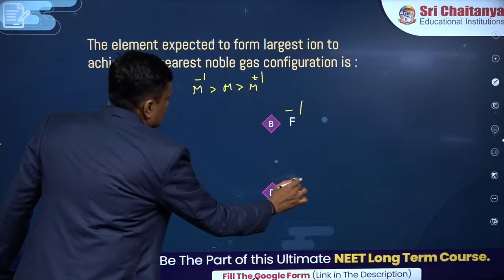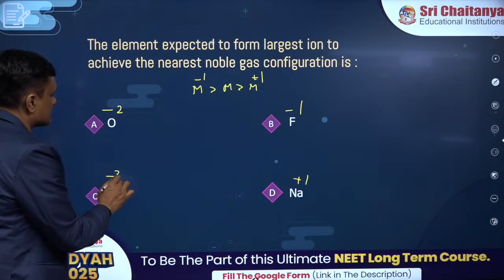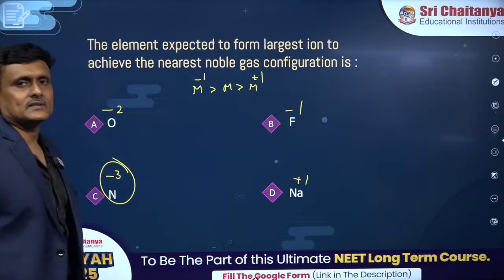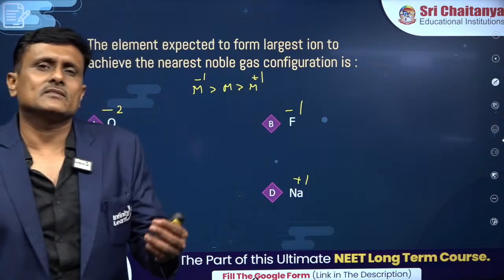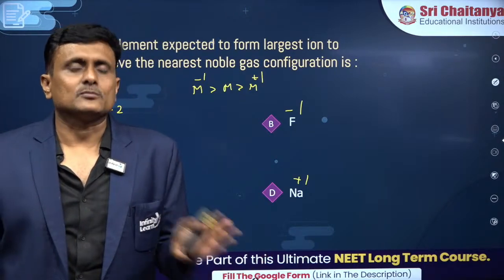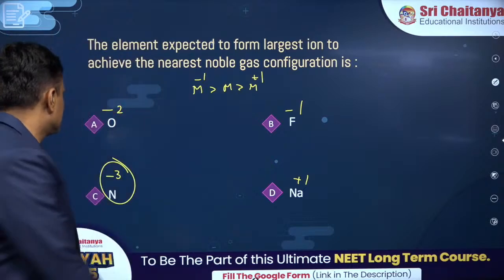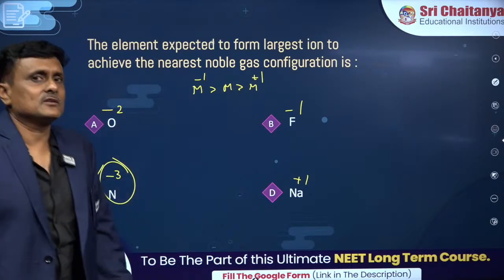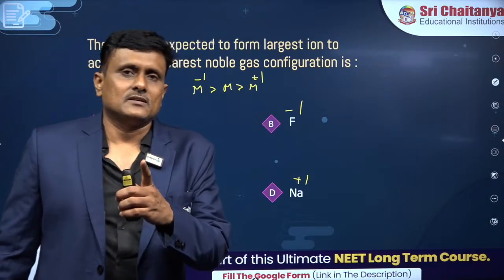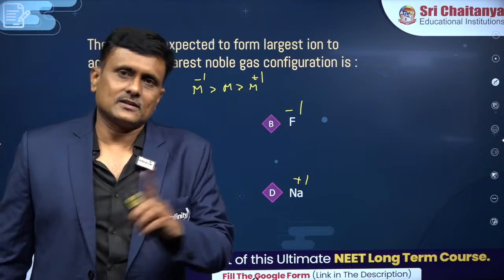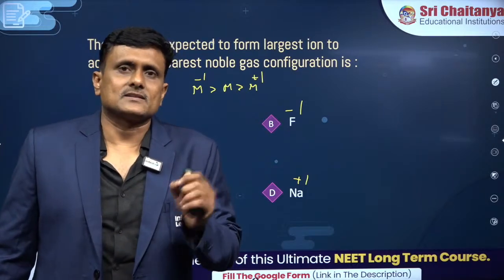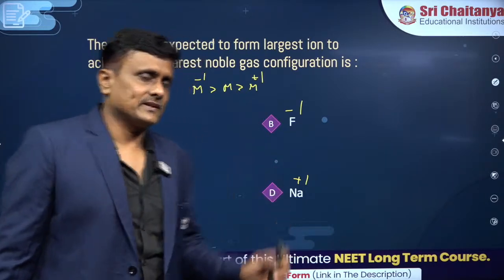Fluorine becomes 1. This loses 1 electron. However, nitrogen takes 3 electrons to become a noble gas. So more the negative charge, more is the size. More the positive charge, less is the size. That's how. Don't get confused. Please read the question properly. If you read the question, let me tell you, you'll get the idea, you'll get the answer. Read, understand, execute. Don't be in haste.